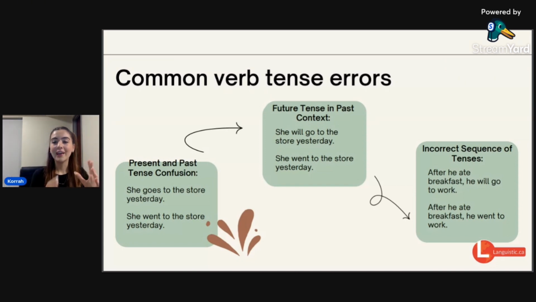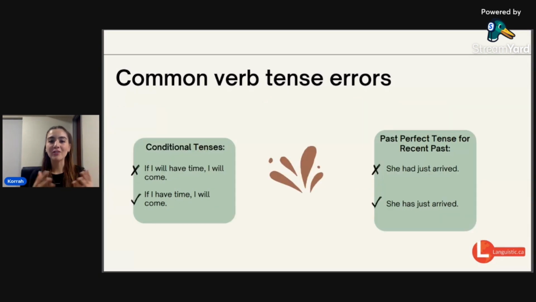Finally, we have incorrect sequence of tenses. This means that the order of the tenses are not correct. Conditional tense refers to a grammatical construction to express that something is hypothetical or uncertain. It could happen, but it is dependent on a certain condition being met. If I will have time, I will come is considered less standard in English grammar. Generally, we use the simple present tense after if clauses rather than the future tense. So the correct form would be if I have time, I will come.